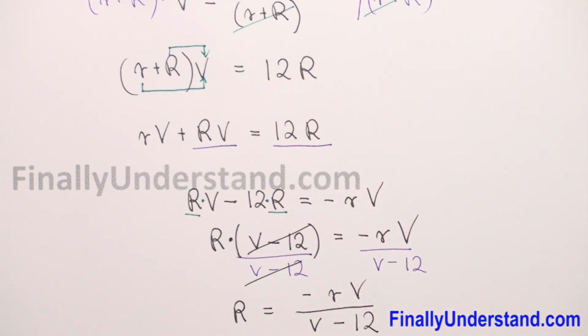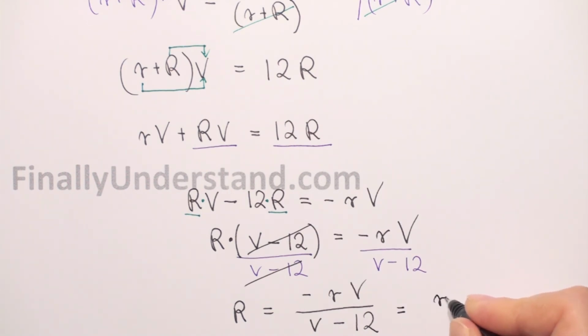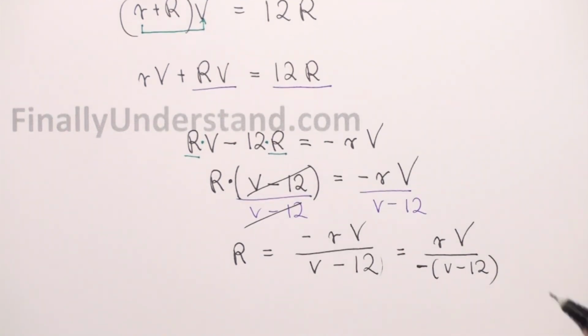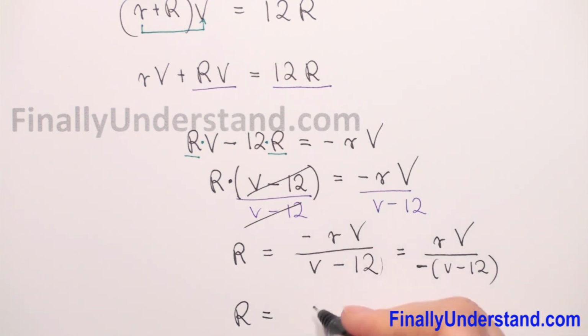What else we can do? Because sometimes we don't want to have negative sign before this whole expression in numerator, we can take down our negative sign. So what will be? rV stays in numerator, and this negative sign we take before this whole expression which we have in our denominator. So I can take V minus 12 in parentheses, and before this whole expression we have negative sign. So R we can rewrite is equal, we have rV over, and now negative sign before parentheses.